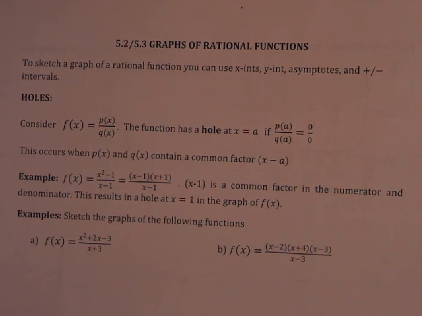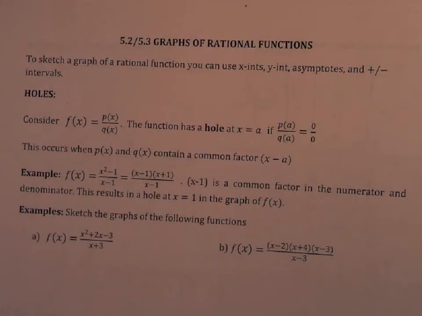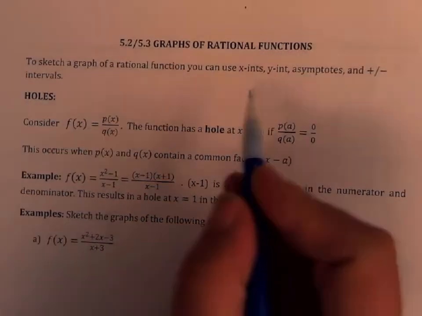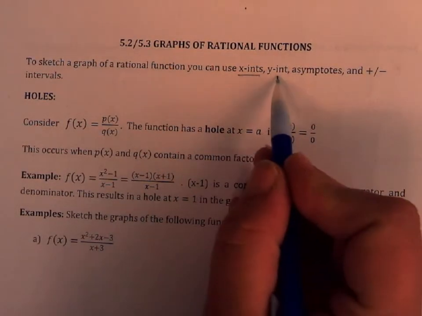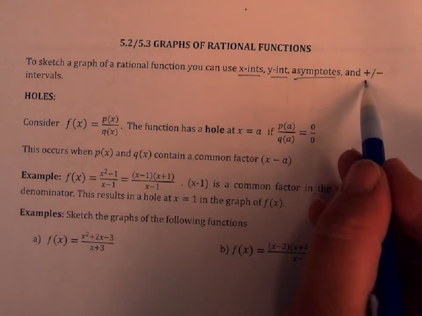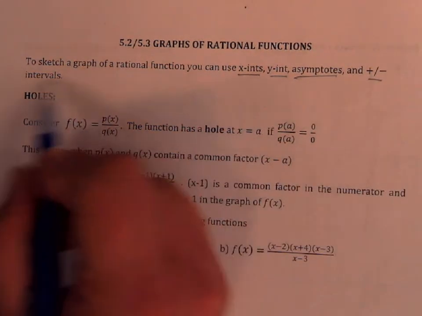So 5.2, 5.3, graphs of rational functions. To sketch a graph of a rational function, you can use x-intercepts, y-intercept, asymptotes, and if necessary, positive and negative intervals.